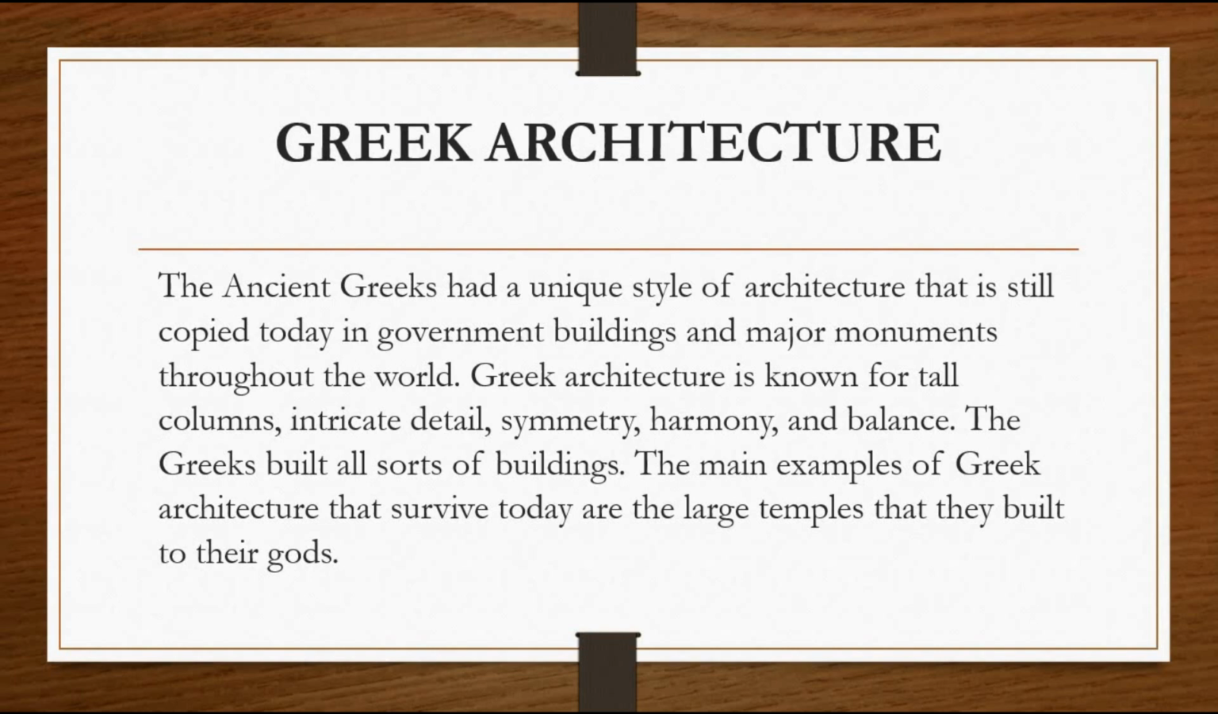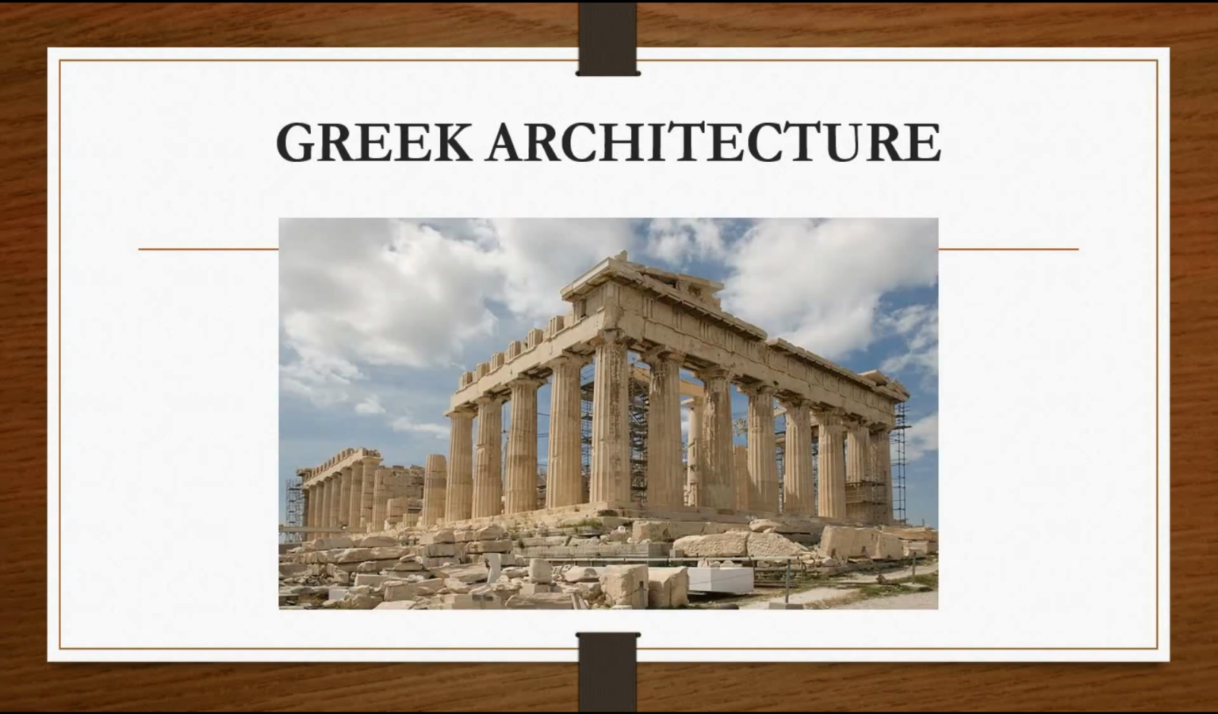The Greeks built all sorts of buildings. The main examples of Greek architecture that survive today are large temples that they built to their gods. Here's one example of Greek architecture. This is the Parthenon, one of the largest existing buildings of Greek architecture.